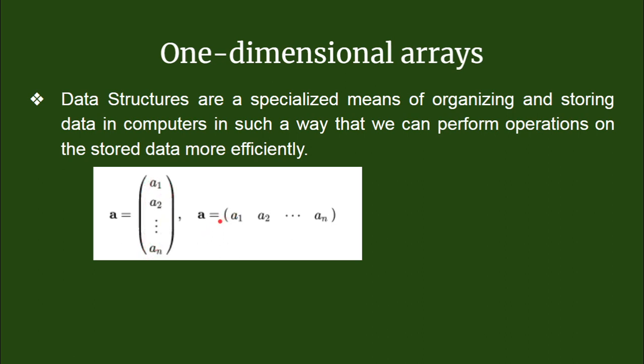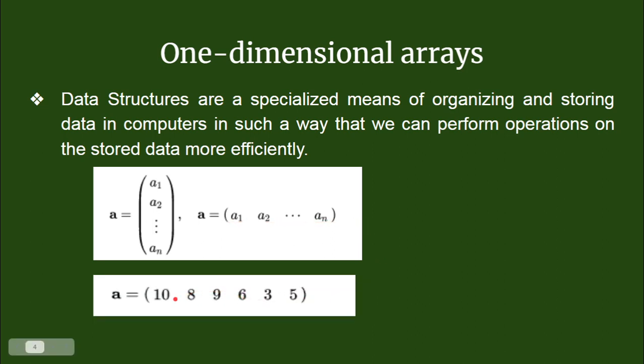And this is a row vector having different elements A1, A2, etc. till AN. So this is the row vector. This is one example of a one-dimensional array. This is the format, column matrix as well as row matrix. Now the example, this is a numerical array. A is the name of the array. This is a numerical array, which consists of integers as the components.